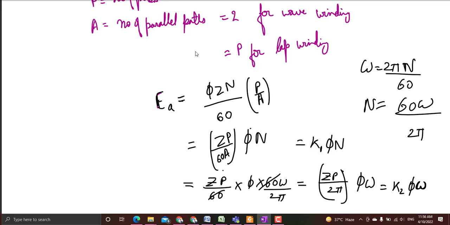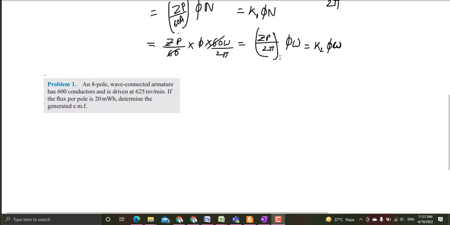So let us do some questions. Let's do problem number 1. In the given question, there is an 8 pole wave connected armature. Let us write what is given. Number of poles is 8, so P is equal to 8. Wave connected means A is equal to 2. The armature has 600 conductors, so Z is equal to 600.